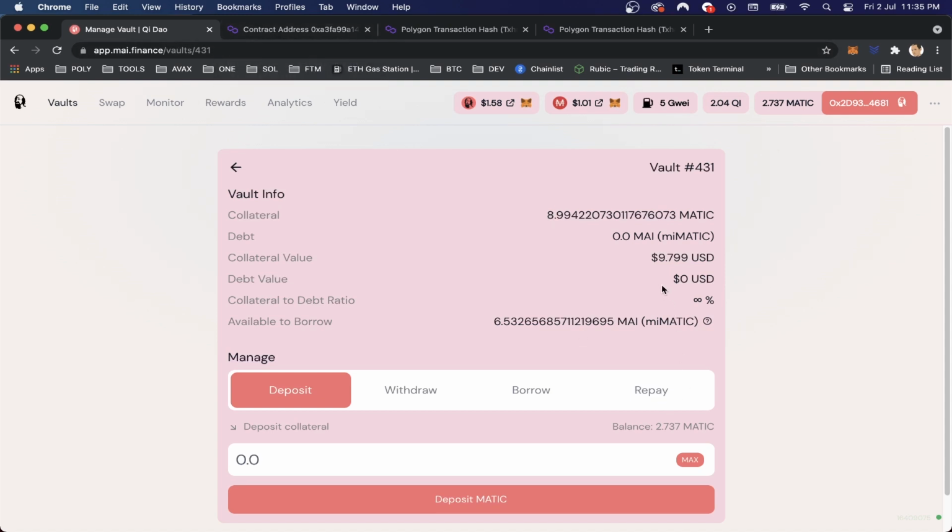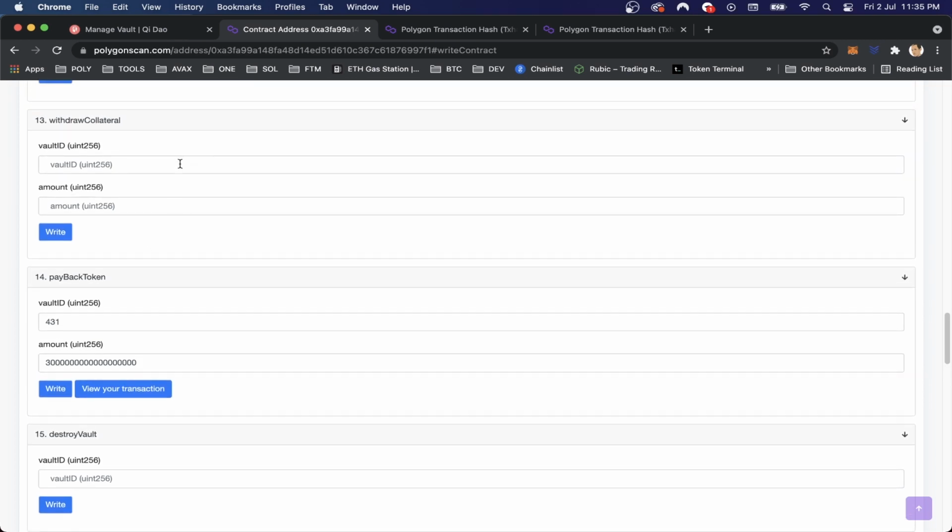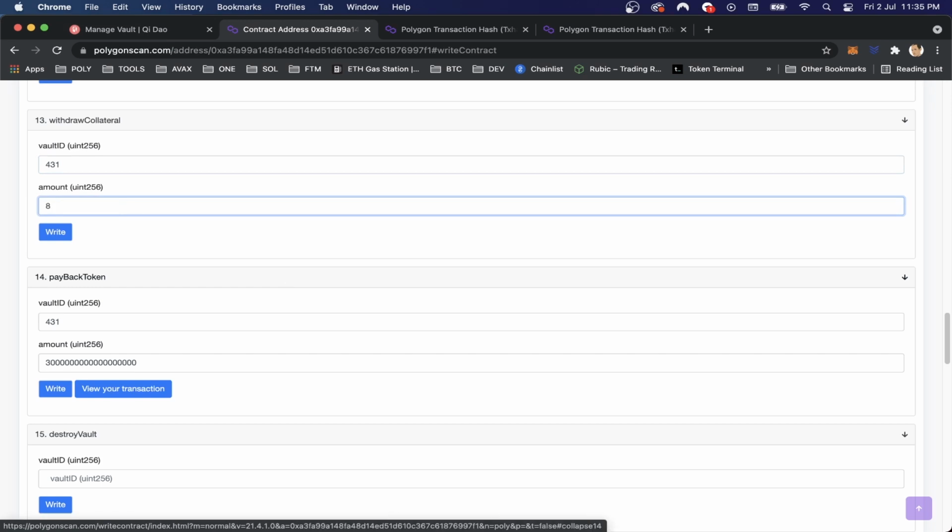So you must always make sure that you remove the debt before removing the collateral, because obviously if you try to remove the collateral first, that's going to cause some kind of issues. So it's a similar thing here. We've got number 13, withdraw collateral, and we are 431, and then we need 8, and we'll do 20 digits and then remove 1. 19 digits and remove 1. So I've got 20 digits and I'll remove 1 just to let the contract know there's a decimal point there.